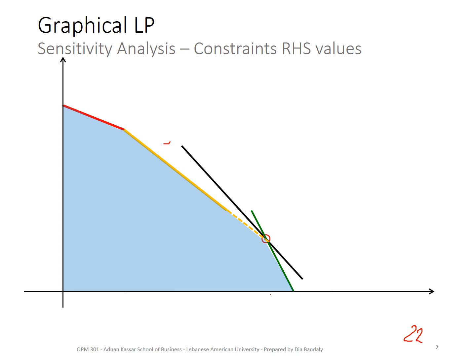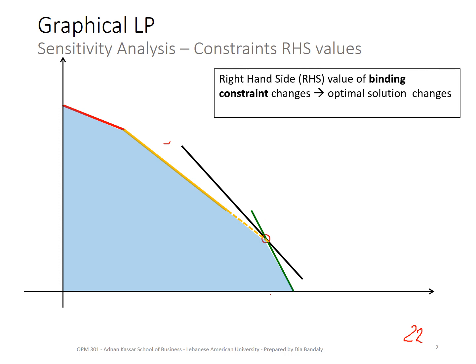So what conclusion can we make from here? When the right-hand side value of a binding constraint changes, and remember the green line was representing a binding constraint, the optimal solution changes. And this is something that we're going to see again in numbers when we look at the sensitivity reports.